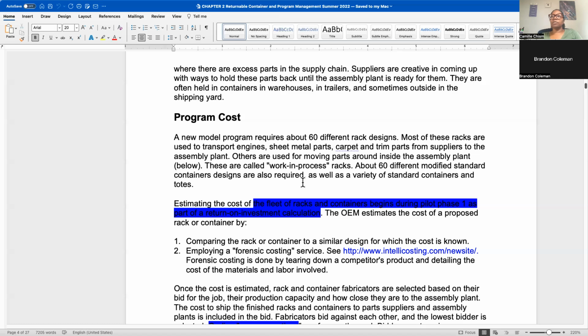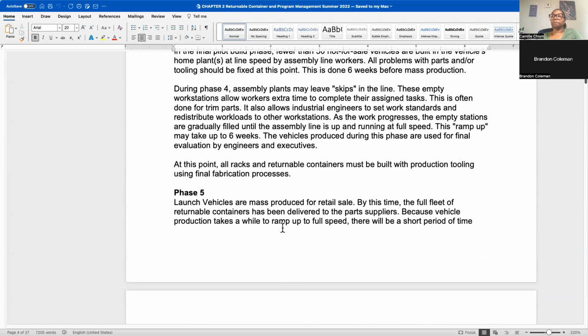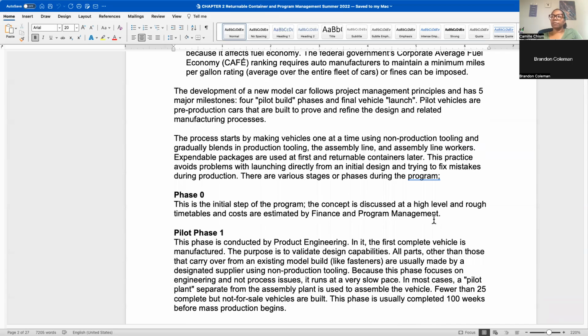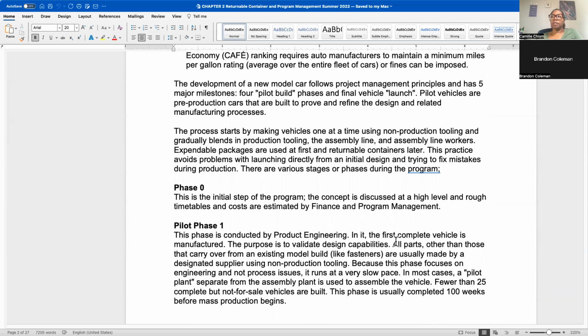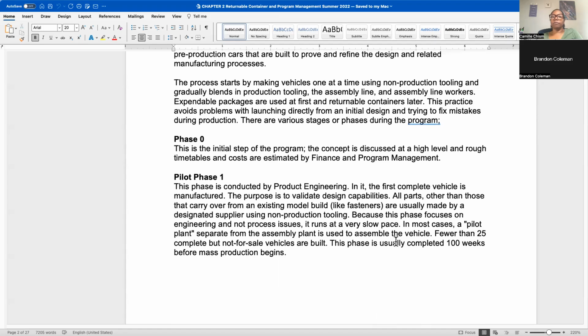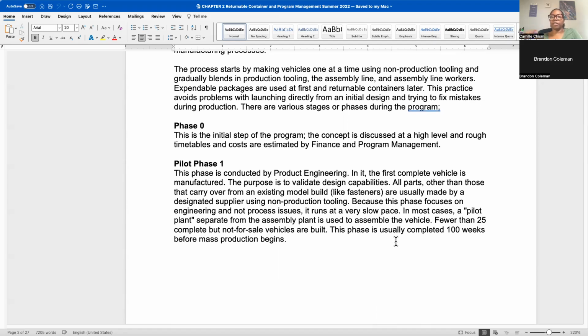So it's really important that you can estimate the cost. Here I highlighted a fleet of racks and containers. Estimating that cost begins during pilot phase 1, and it's used as part of the return on investment calculation, which we'll talk about. The reason estimating that cost starts early is because, as I mentioned earlier, in phase 0 the finance and program management team is estimating the costs, and if you don't give them any cost or timetables, they'll make up something for packaging, because they have line items for packaging and they'll fit in what they think.